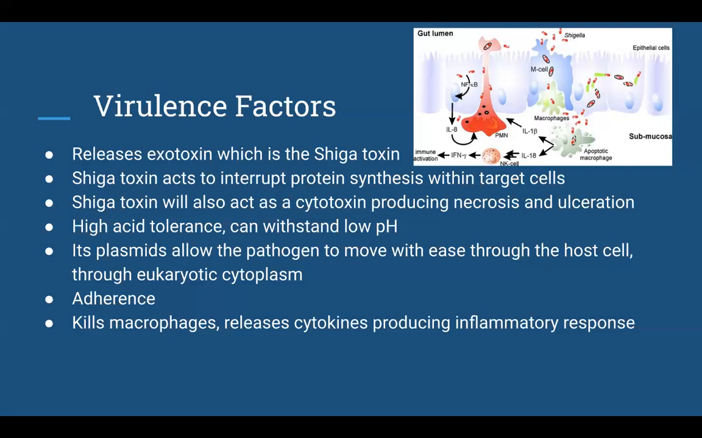And then we see again the adherence to the different parts of the body. And then finally, what makes it such a deadly pathogen is that it has the ability to kill macrophages, which again is another type of the body's defenses. And what this does in response is it's going to release cytokines, which are going to produce that inflammatory response. Again, that inflammatory response was talked about in the previous slide, which is how we're going to see the red and unhealthy intestinal tract.